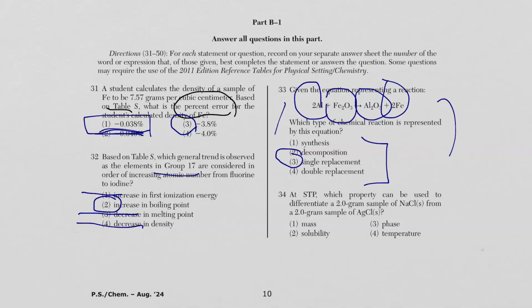For 34 at STP, which property can be used to differentiate a 2-gram sodium chloride solid sample from a 2-gram sample of silver chloride? Well, the masses are both 2 grams. That's not going to help. The phase, they're both solids. Temperature, they're at STP. The only thing it's going to be is solubility. Now, sodium chloride is soluble in water, and silver chloride is not. There is a reference table. Offhand, it's reference table F that looks at solubilities of salts, but you really didn't even have to do that. You could just do process of elimination and get the answer.